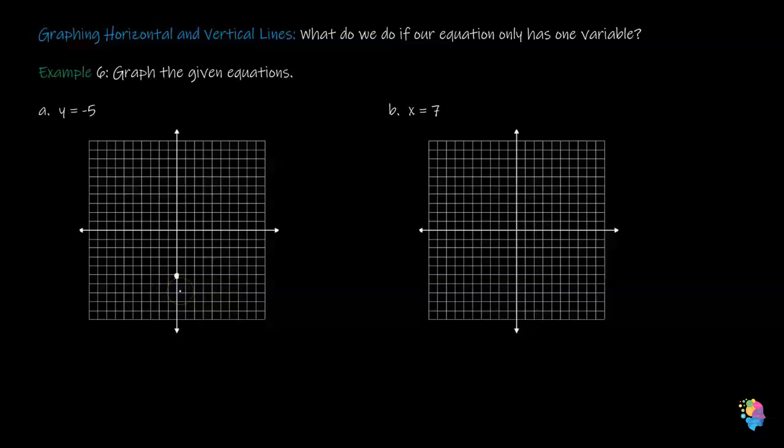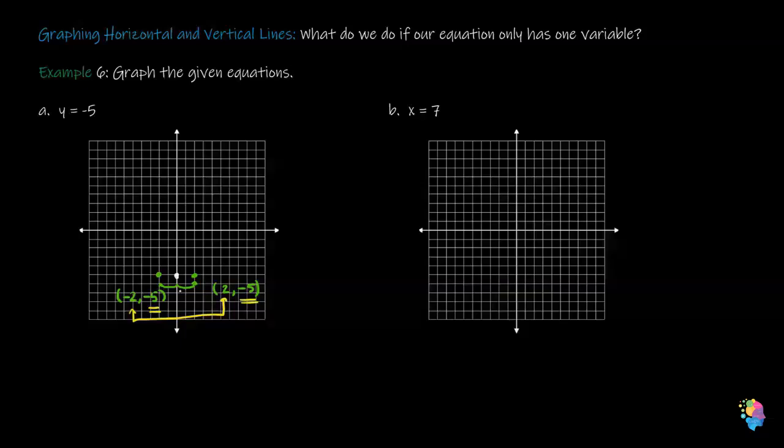Now, what happens if I move to the right? Let's say I move here. This point is located at 2, -5. And if I move the same amount to the left, let's say right there, this point becomes -2, -5. Now, even though the x values are different, the y values remain the same. The y values continue to equal -5.